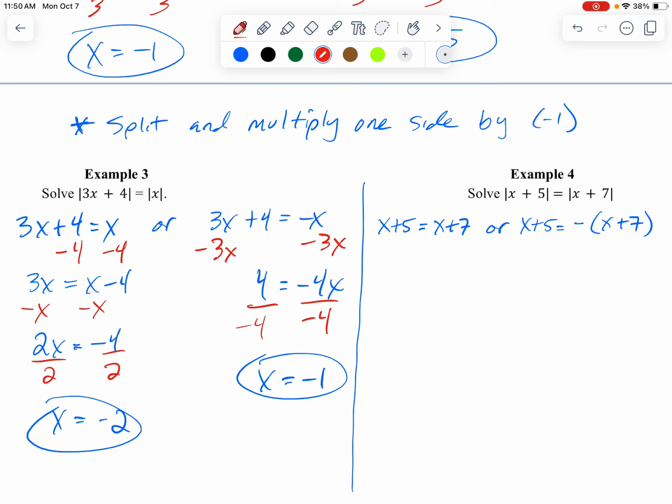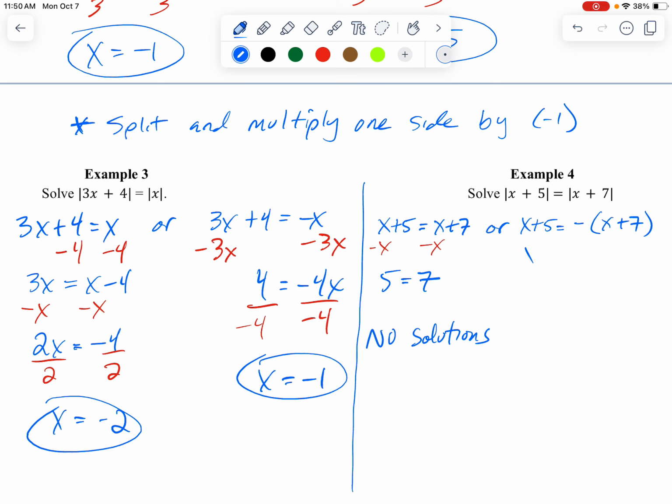So in my left-hand equation, let's just do this. If I subtract x from both sides, we end up with 5 equals 7. And we can just stop right here. We've seen this situation before where both of our variables cancel out, and we're left with a statement that is untrue. That tells me that this has no solutions. Okay, but that's just this equation. I could still have a solution for the other one over here.